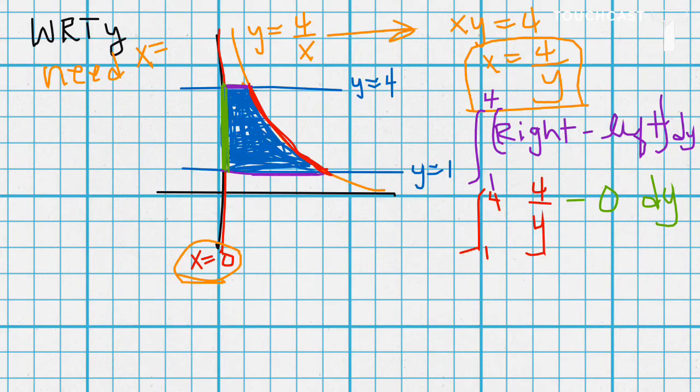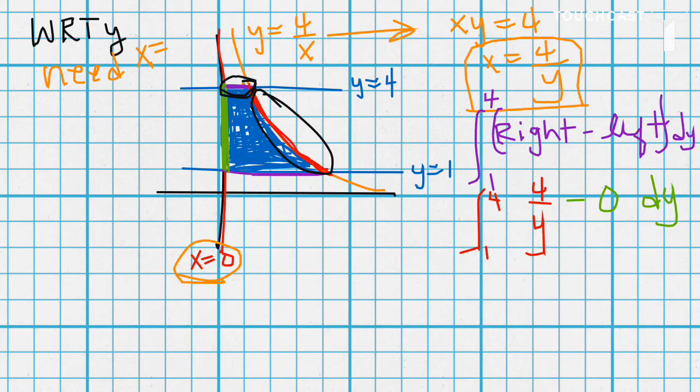And so now I don't have to worry about piecing it up because I didn't have the issue I had when I was doing it with respect to x, where the upper curve, dependent upon where I was, was either this or this. I don't have to worry about that now because the upper curve is all the red. It's all the same curve.